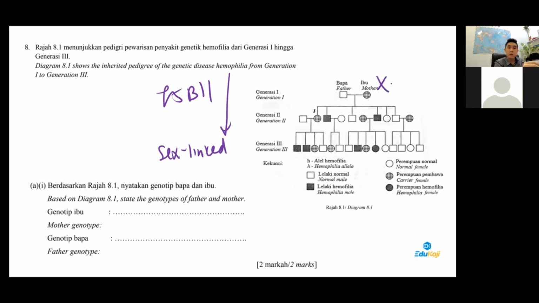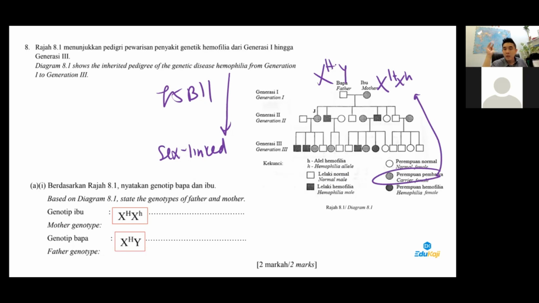Carrier female. I straight away know the answer already, because carrier is big H, small h. Then father is normal. Nothing to check. Yeah, they just require you to know the colored box, what it means.